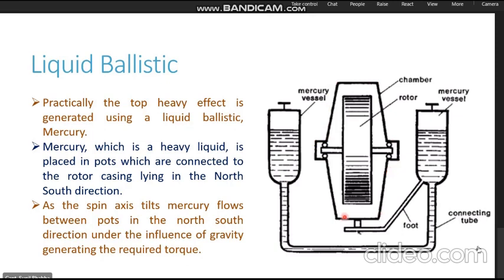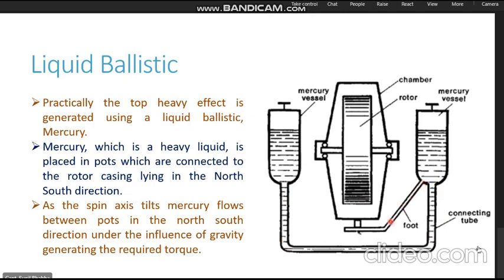What is actually done is, instead of fitting a physical weight, we connect the bottom of the casing to a mercury pot arrangement. You see there is a mercury pot here. This particular pot or mercury vessel has an opening on top. You can open it up from here and fill up the mercury. This is connected with a tube, a connecting tube going at the bottom, and is connected to another port here. One of the ports is on the north end of the spin axis. The other port is at the south end of the spin axis. So you have this pipe connecting both the ports, and the liquid or mercury can flow freely from one port to the other.